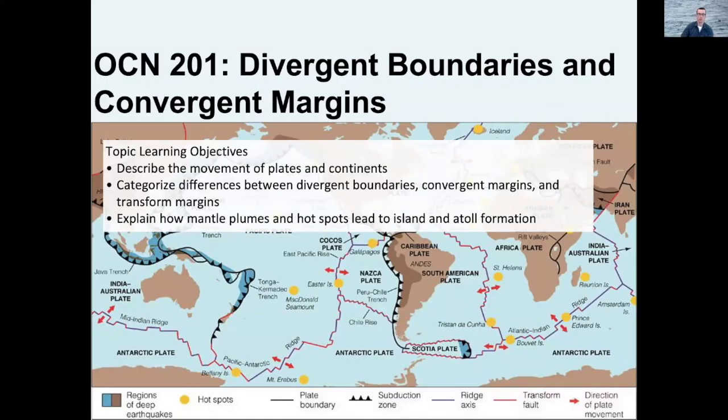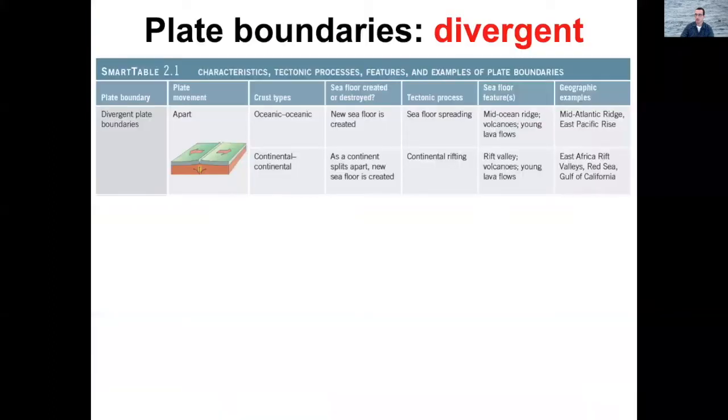Welcome to Ocean 201. We're going to continue our discussion of plate tectonics by focusing on divergent boundaries and convergent margins, two of our three types of plate-plate interactions. So we'll start with divergent plate boundaries. There are two types of divergent plate boundaries. One is ocean-ocean, the other is continental-continental. And so these are when two plates are moving apart.